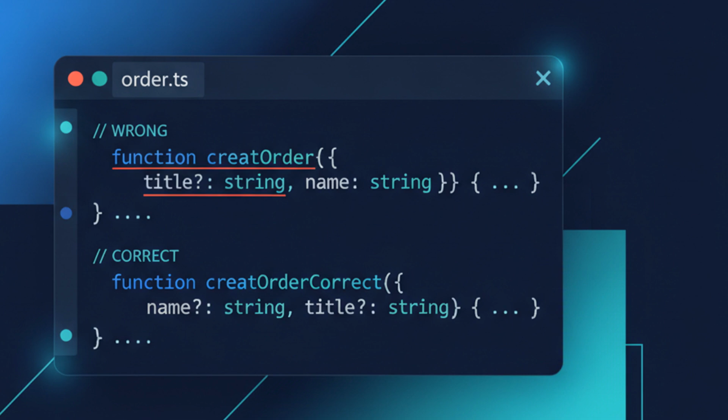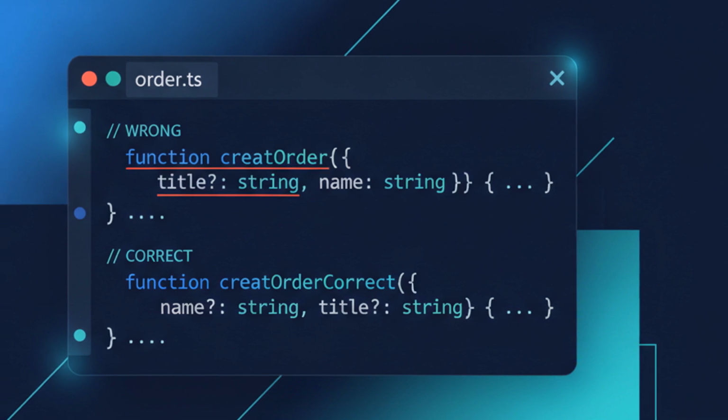Here's an important rule that trips up beginners. Optional parameters must always come after required ones. You can't put a required parameter after an optional one. TypeScript won't allow it.